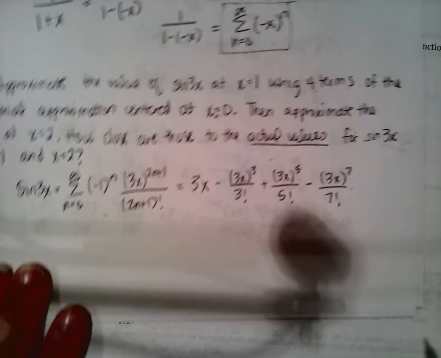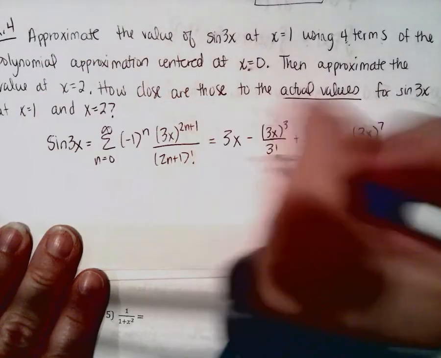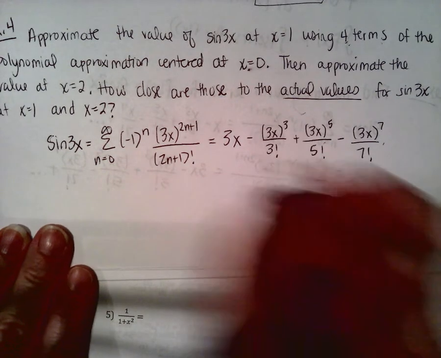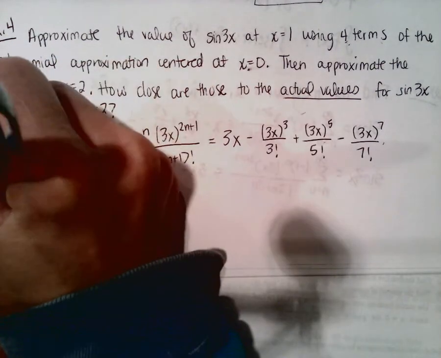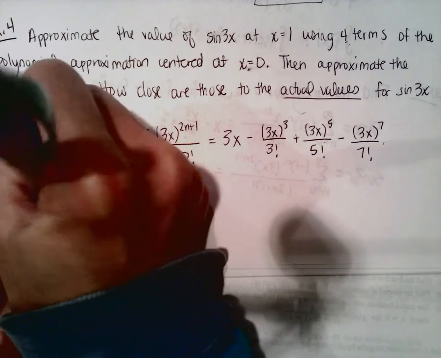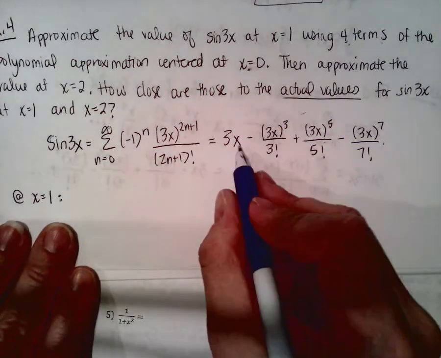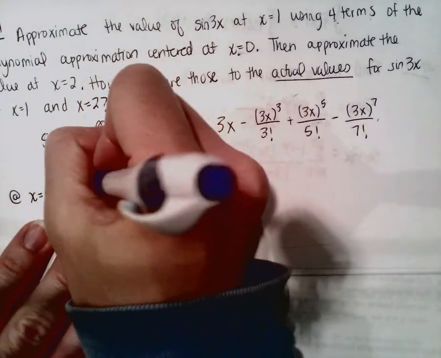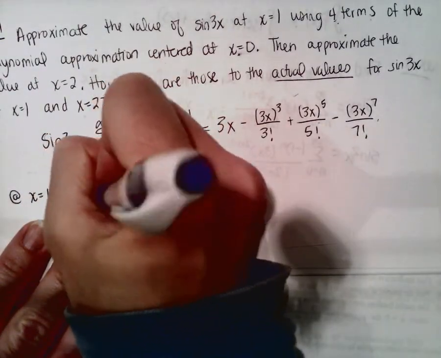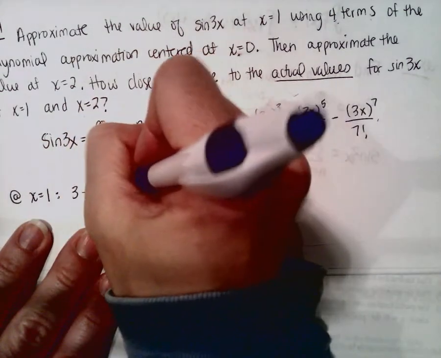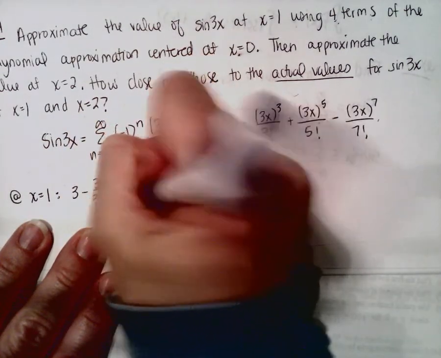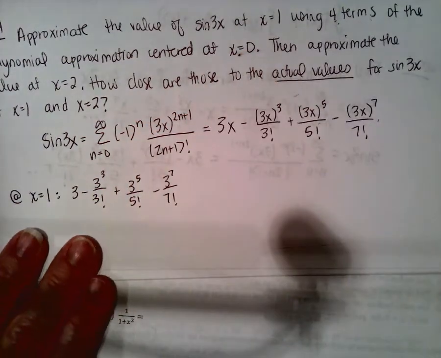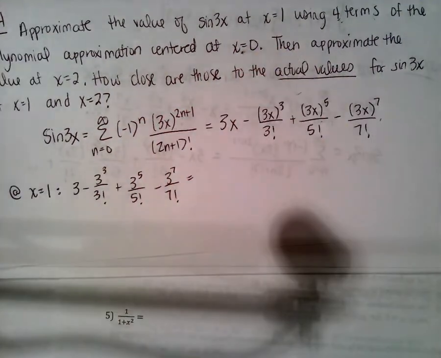So what we need to do is use the polynomial approximation to approximate the sine of 3x at x equals 1. So at x equals 1, plugging in a 1 for x here, I would have 3 minus 3 cubed over 3 factorial plus 3 to the 5th over 5 factorial minus 3 to the 7th over 7 factorial. So I'm going to actually type that in my calculator and get an answer.